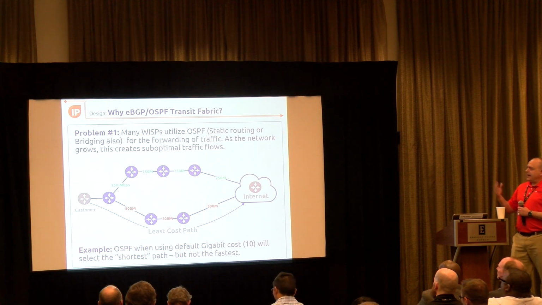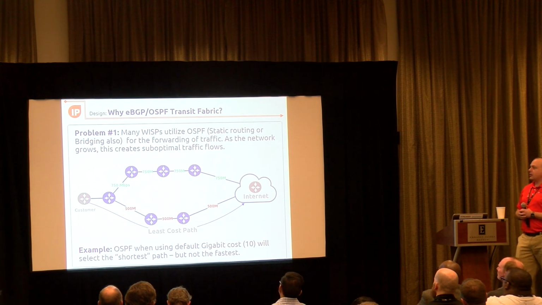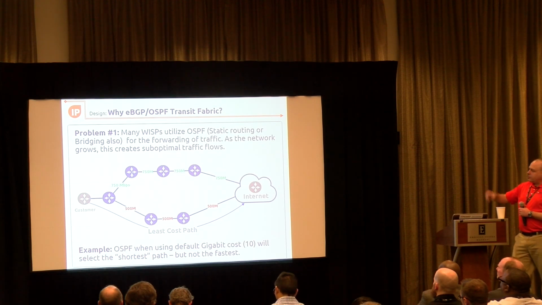As the network grows, this creates suboptimal traffic flows. What do we mean by that? Let's take a look at a very basic example of a WISP that we've built, kind of a ring architecture. We've got links on the northern path where there's 750 meg, and then we've got a southern path that uses 500 meg links.